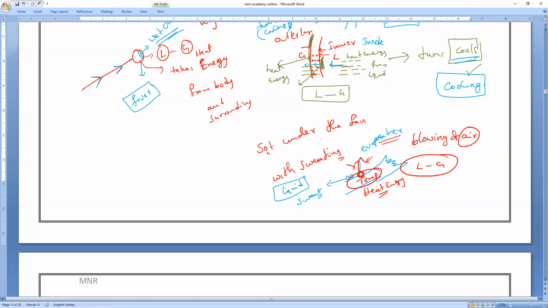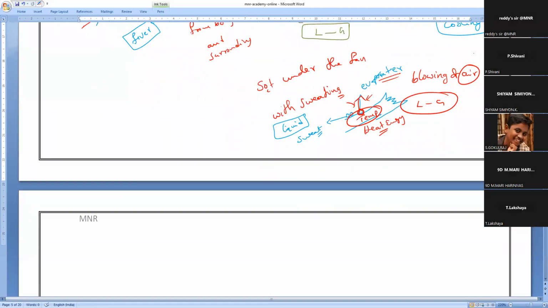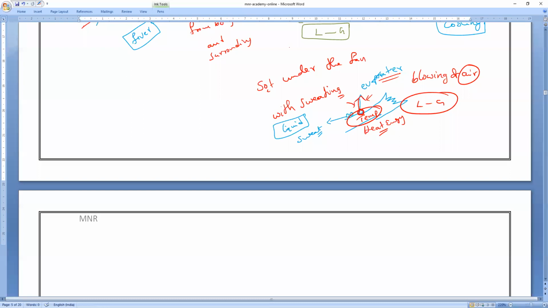So our body immediately feels what? Cooling. That is the reason during summer we always wear what cloth? Cotton cloth, because it is a good absorbent of water. It slowly evaporates and causes cooling of our body. Clear, everyone? Understood or not?